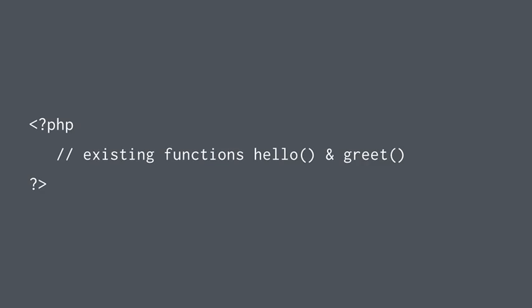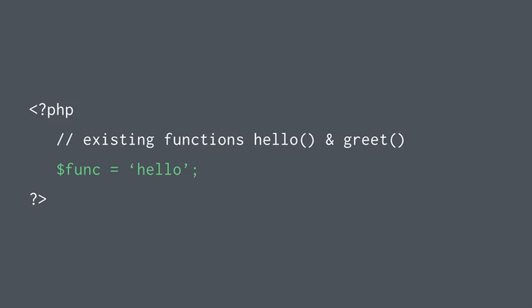Okay, so let's open up some PHP tags here, and we have existing functions already for hello and greet. Now let's say $func is equal to hello. So this is just a simple variable named func, F-U-N-C, or function. Then we set it equal to hello. Now this variable can be named anything, just like a normal string variable. You could name it Bob, Chris, Tom, but it makes sense that we're going to use a function name, so we'll just say $func equals hello.